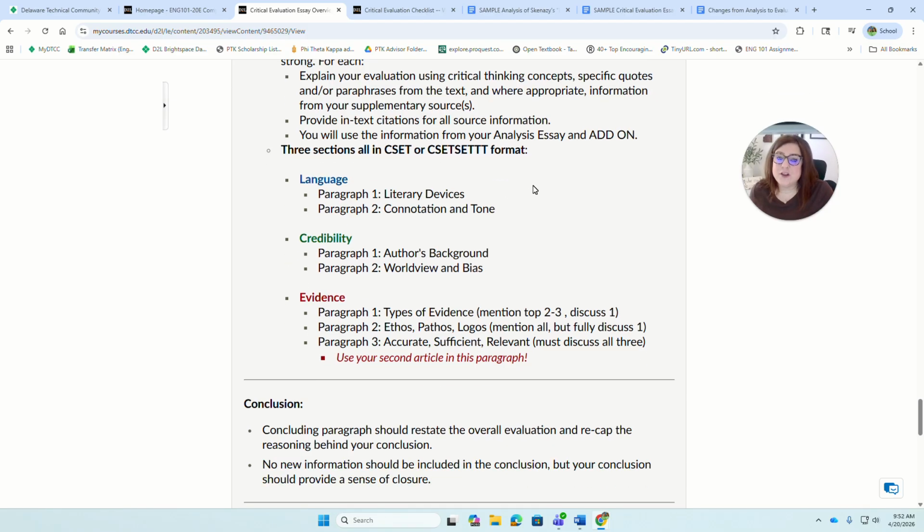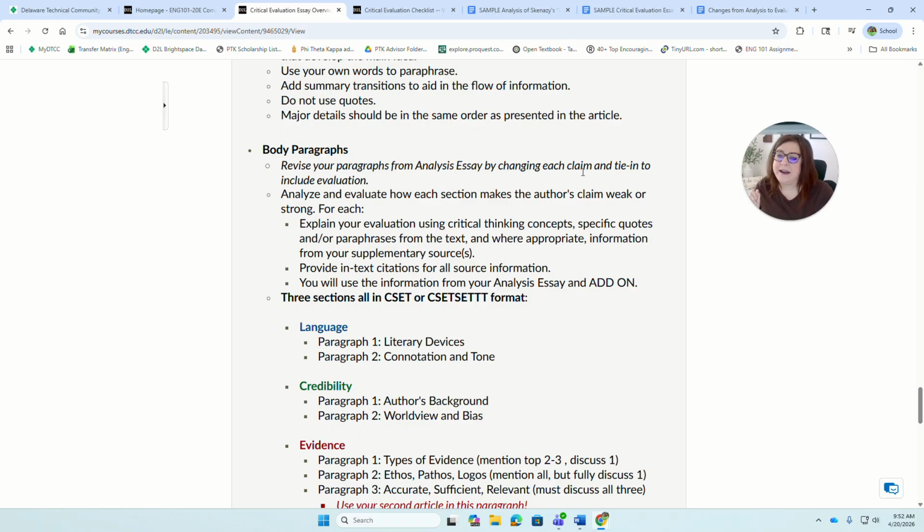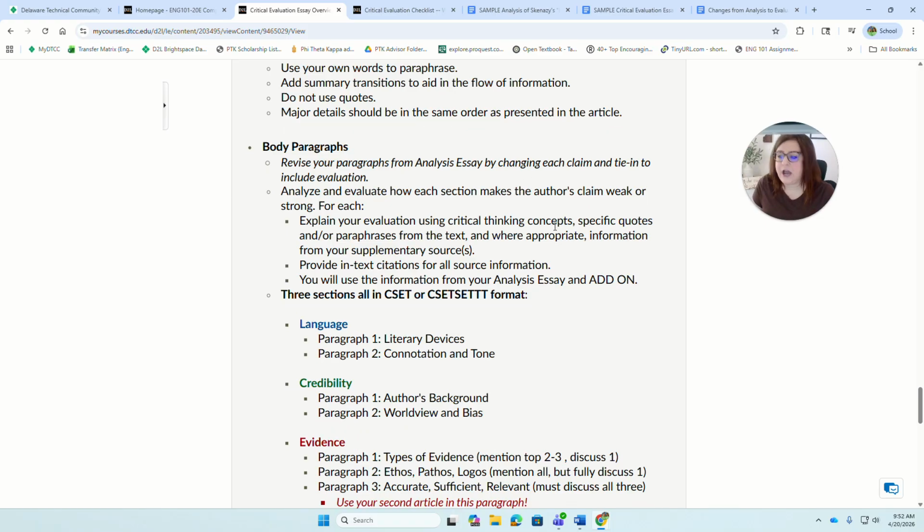Now, this is all going to look very familiar to you, but we are also taking the analysis and expanding it out a little bit. So let's take a look at all the information that you're going to need. All right, language looks pretty much the same, right? Language, we have our first paragraph of literary devices and connotation and tone. Check mark. We're cool with that. We know that we're going to add a claim and a tie-in, and we're good to go.